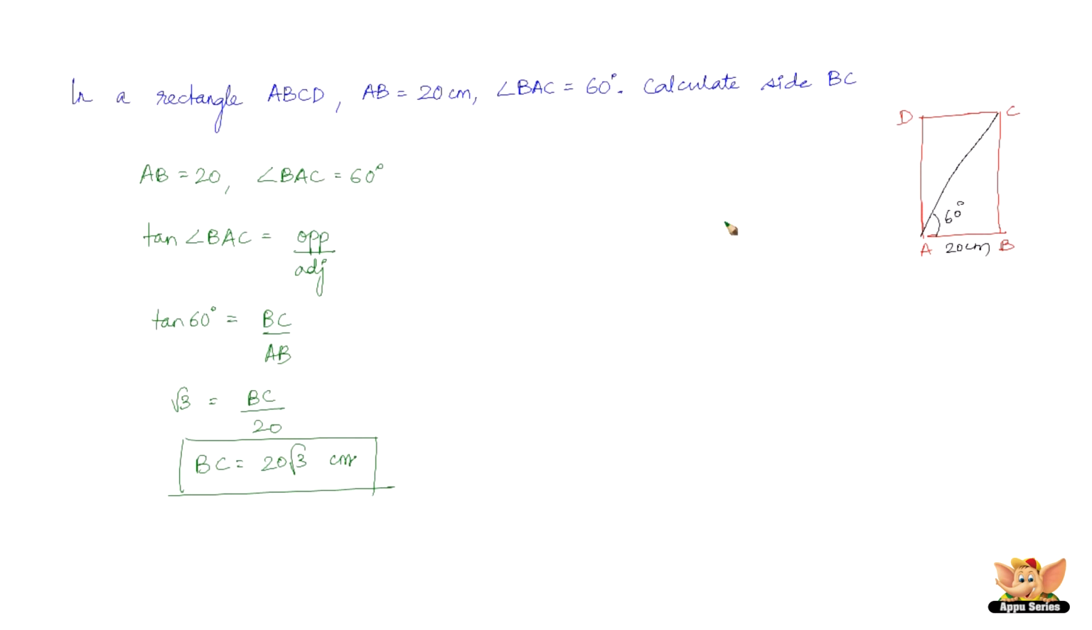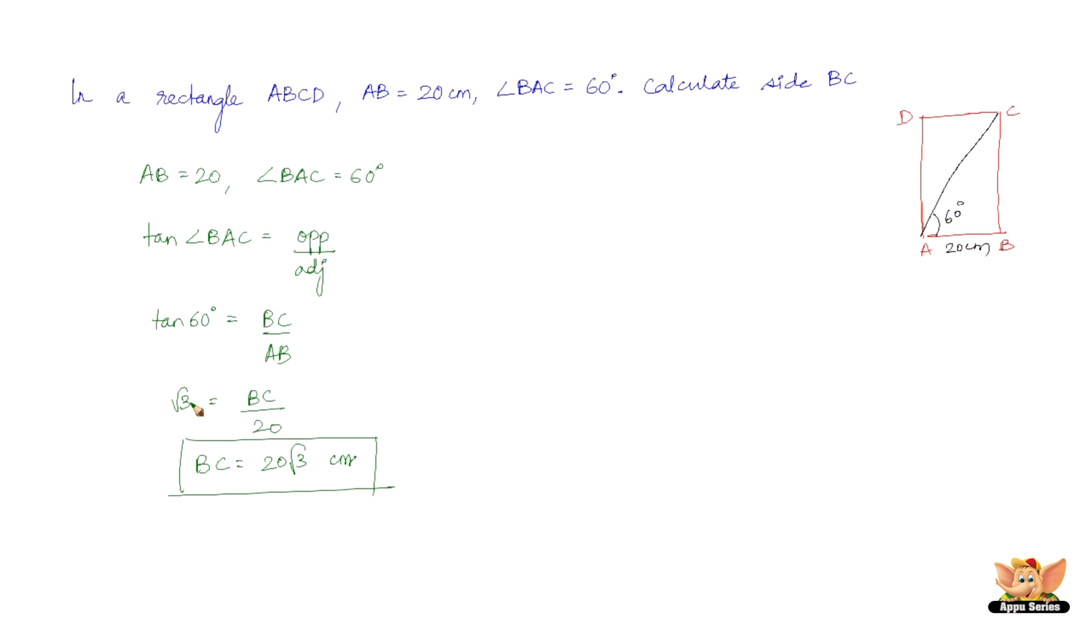I'll just summarize this problem for you once more. Now the question is, in a given rectangle ABCD, AB is 20 centimeters and angle BAC equals 60 degrees. We need to calculate the side BC. Now the data that we have is one angle and one side. But we need to find BC. So BC is opposite and this is adjacent. Opposite and adjacent, we need to use the tan function because we know the adjacent and we know the angle.